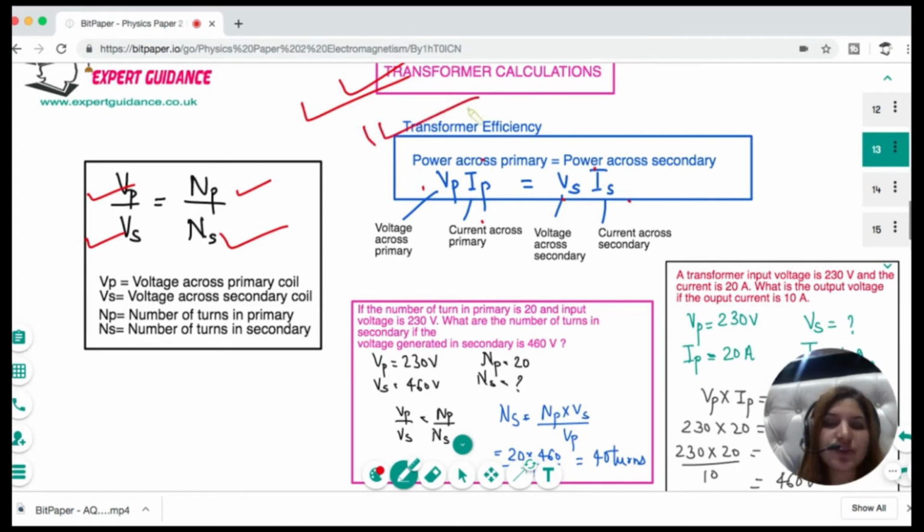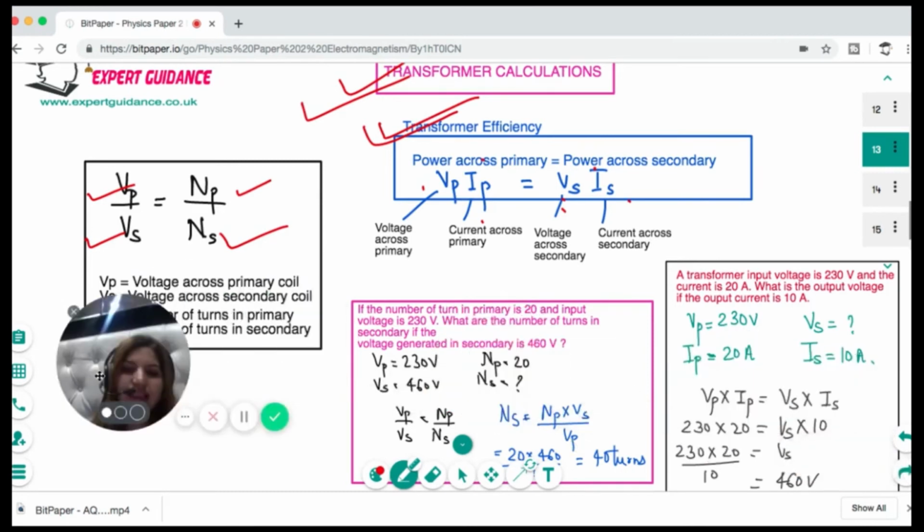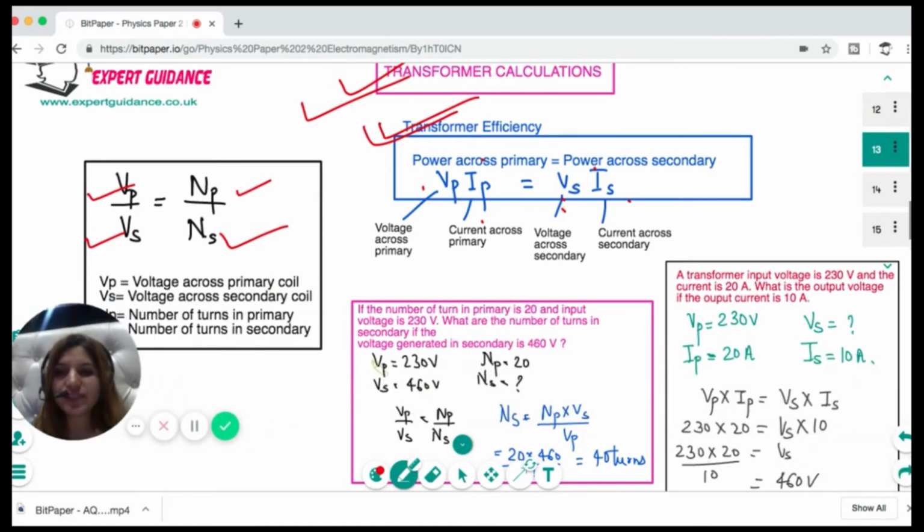And as per transformer efficiency, if it's 100% efficient, then the power in primary and secondary is the same. So we equate the two. Now let's see what kind of maths question can come using this formula.